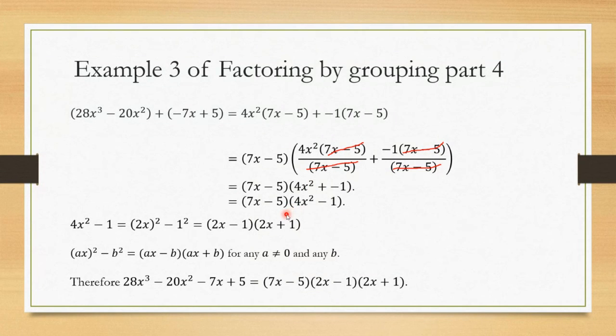Good. Now, we can actually go a little further. I mean, the first term, 7x minus 5, you really can't factor anything out there. But 4x squared minus 1 you can, and we're just using this formula. Namely, we rewrote it as 2x squared minus 1 squared, because 4 is 2 squared, x squared is x squared. And then we just use the formula. So that's what we get here.